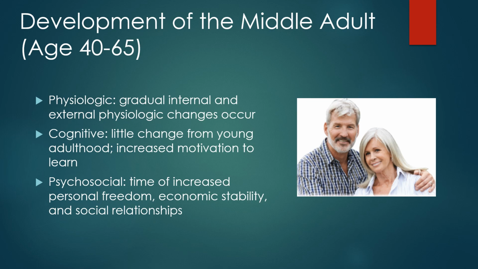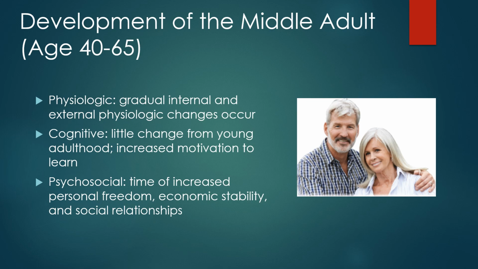Cognitively, there are not many changes that occur during this age range that differ from younger adults. This age range still works. They have children, they may have grandchildren, and they have an increased motivation to learn and maybe even get a college degree or change careers completely. This age range can have an increased sense of personal freedom, especially if their children are grown and have left the house. They typically have more economic stability and have a set friend group, either socially or occupationally.